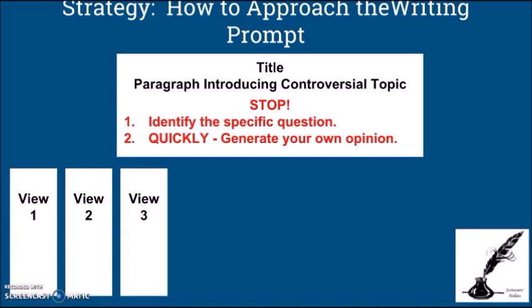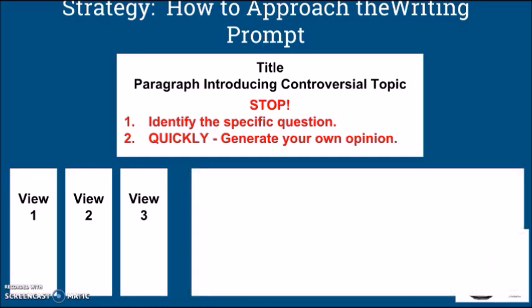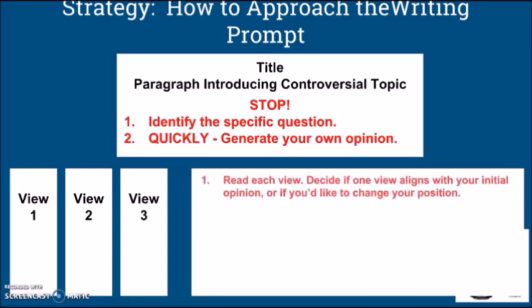Once you've done that, you can now go on and read the 3 perspectives that they've presented in the writing prompt. All right. And you're going to initially just read the 3 views and decide if one of those happens to align with your initial opinion. Or maybe you like one of their perspectives better. You can certainly do that, but now's the time to make a decision. What direction do you want your essay to take?